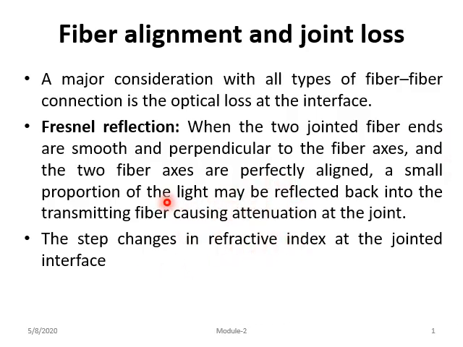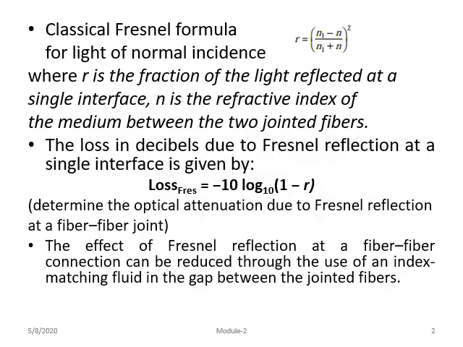Light cannot pass fully whenever the joint is made between the two fibers, so some amount is reflected back, and that causes attenuation at that particular joint. So this is what we call Fresnel reflection with respect to the optical light. It arises from the step change in refractive index at the jointed interface, which is what we identify.